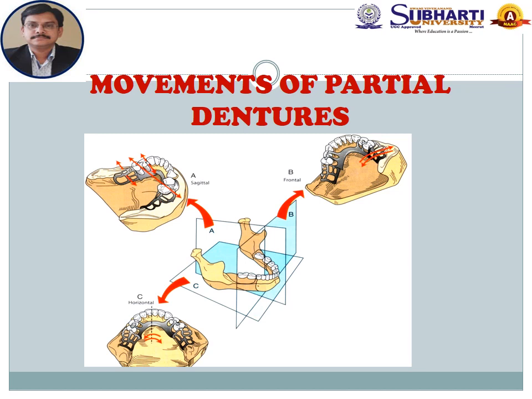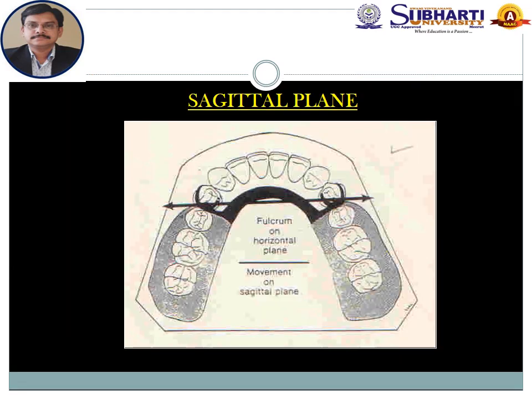Just now I told that the RPD can start rotating in the vertical direction due to occlusal force, but that is not the only rotation which occurs in an RPD inside the patient's mouth. Due to oblique force as well as vertical and horizontal force, the RPD can rotate in any direction, be it sagittal, frontal or horizontal. In the sagittal plane, if the fulcrum is present in the horizontal plane, then movement will occur in the sagittal plane. We can understand this by one example.